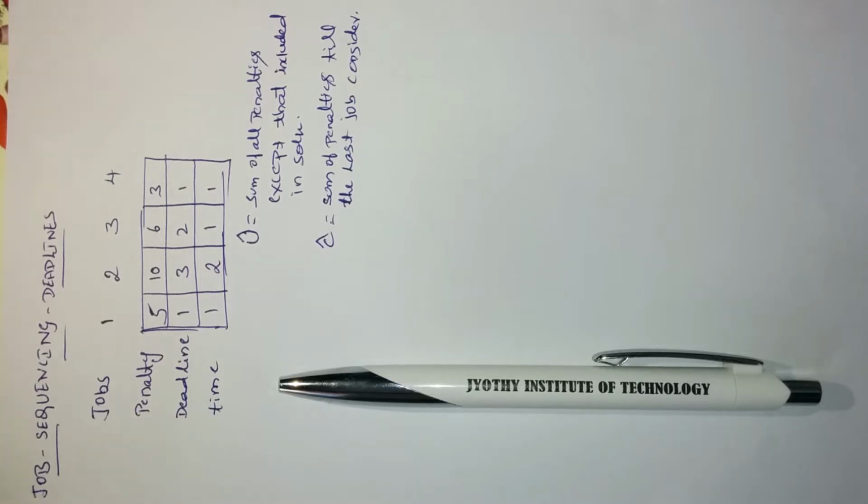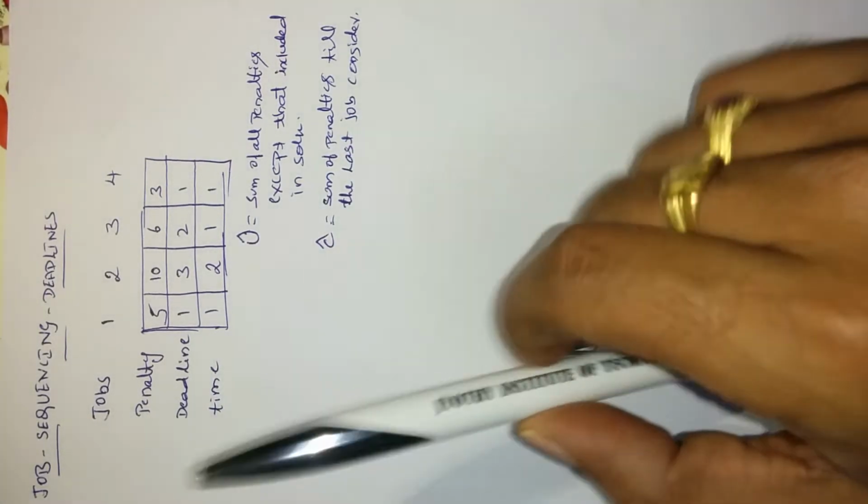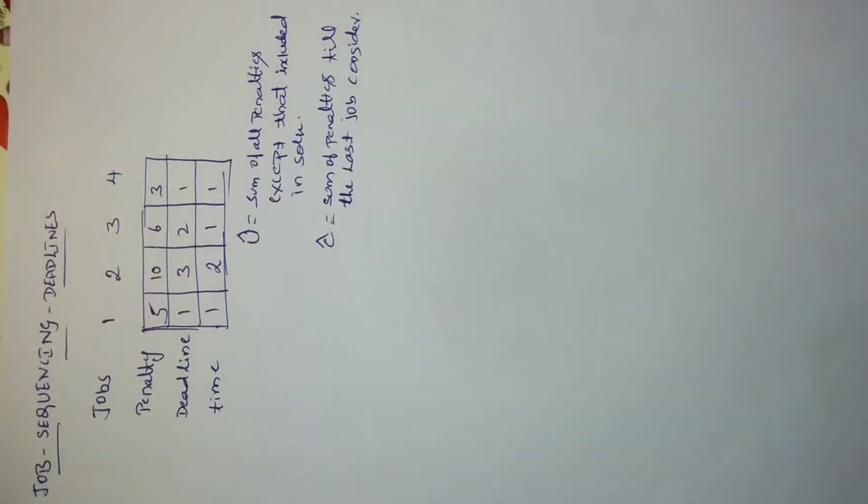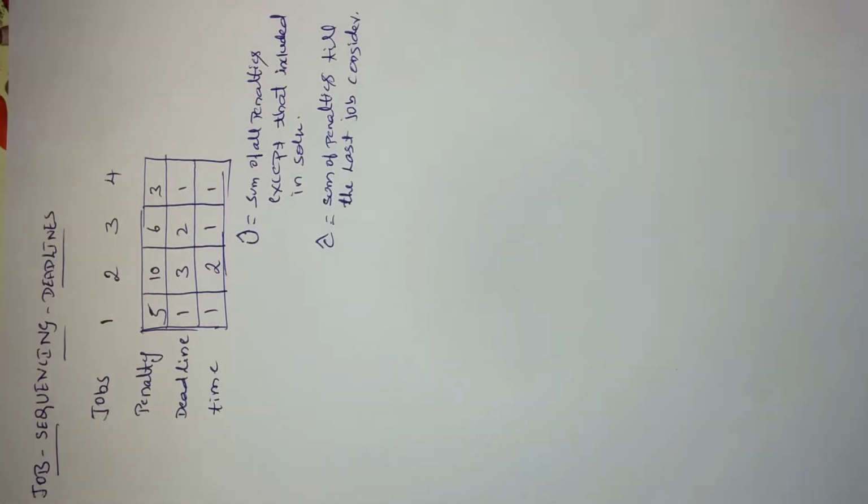Yes, the problem is job sequencing with deadlines. This problem can be solved using which method? Branch and bound method. Even this problem can be solved using the greedy method and dynamic programming, but let us learn how it can be solved using the branch and bound method.